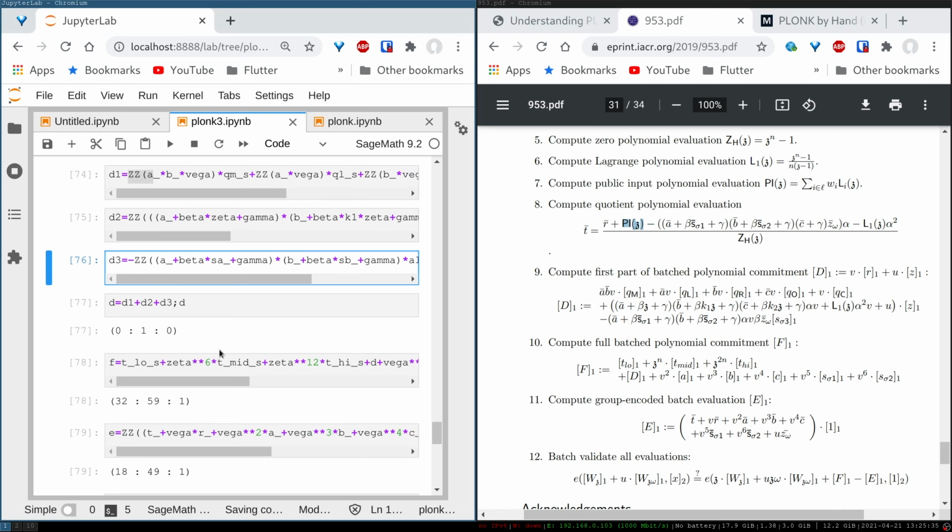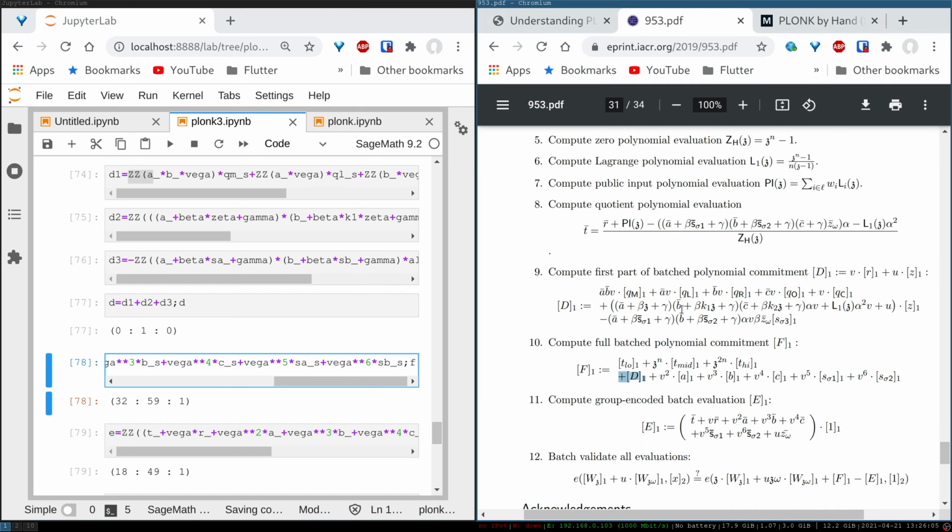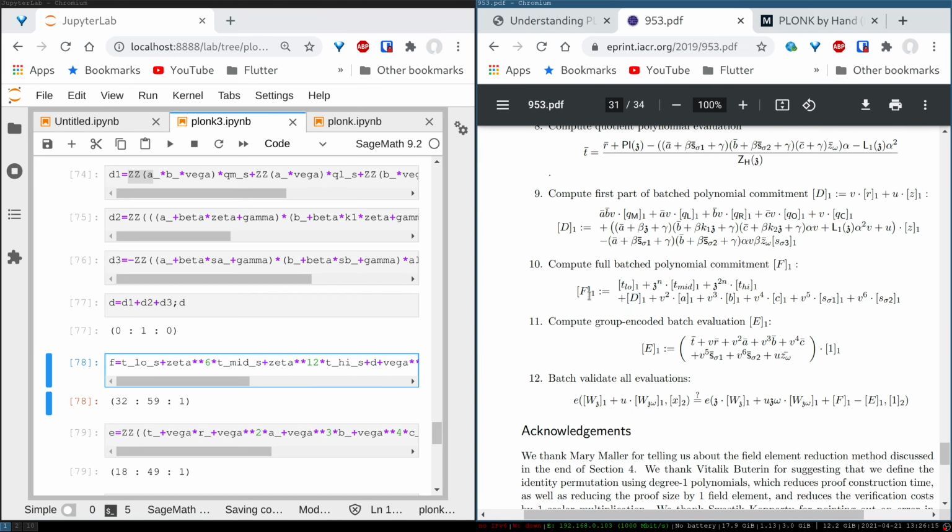Then we have to do F. T low at S plus zeta 6 plus T mid plus zeta 12 times T high. That's the first term. Now we do plus D plus vega 2 AS plus vega 3 BS plus vega 4 CS plus vega 5 SA plus vega 6 SB. It's kind of reversing the stuff we did earlier. Okay, and then that's F.